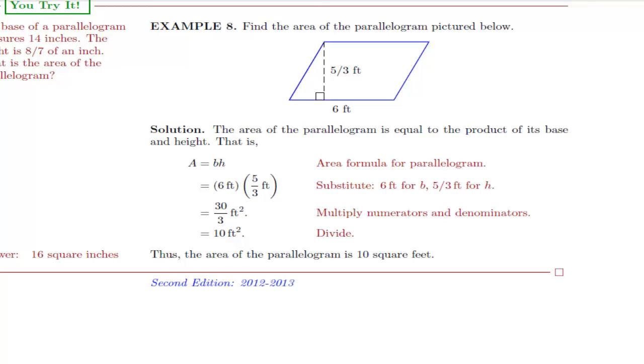Multiplying numerators and denominators. So think of 6 feet as being 6 over 1. So the numerators would be 6 times 5 is 30, and the denominators would be 1 times 3 is 3. 3 goes into 30 10 times, so we're left with 10 feet squared as the area of the parallelogram.